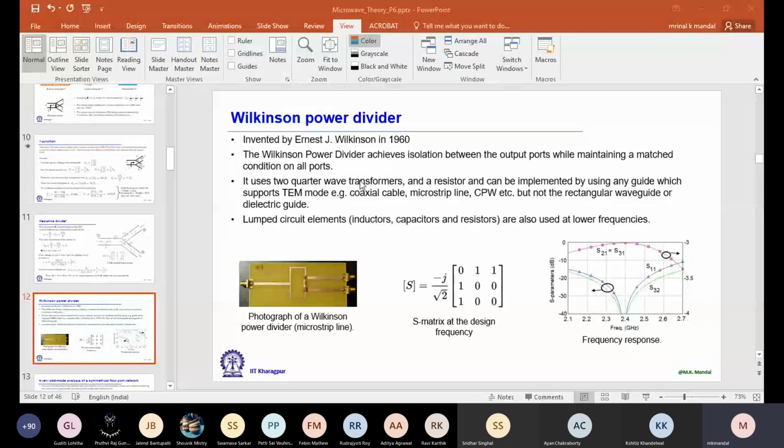Also, the circuit was invented by E.J. Wilkinson in 1960. Well, and it is still in use. It is among one of the most popular components at microwave frequencies, and it is still there.